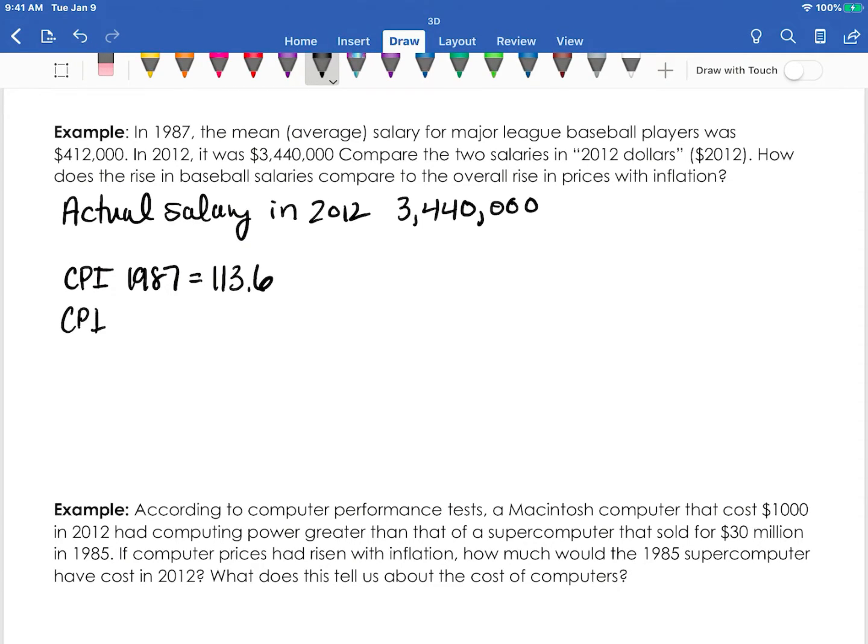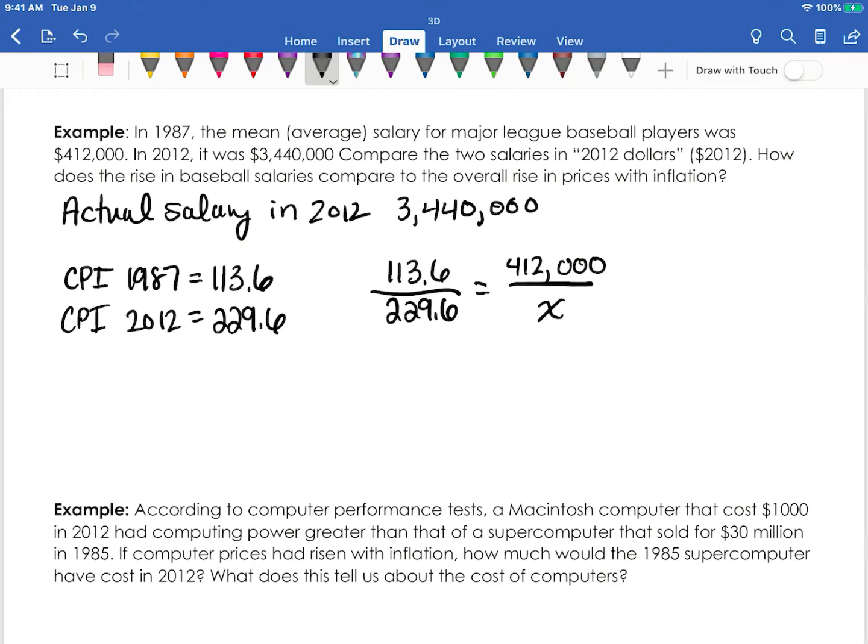Okay, the CPI in 2012, based on the chart, is 229.6. So we're going to set up a ratio. We're going to do the CPI of 1987, which is 113.6, over the CPI in 2012, which is 229.6. And then we're going to compare that to the salary in 1987, which is $412,000. Using the rate of inflation, we are going to compare what inflation says the salary should be in 2012 versus what it actually is.